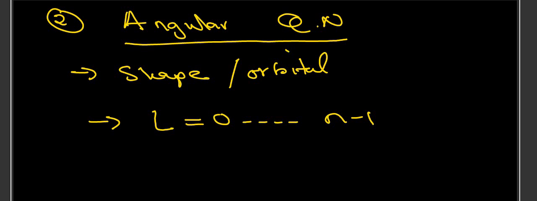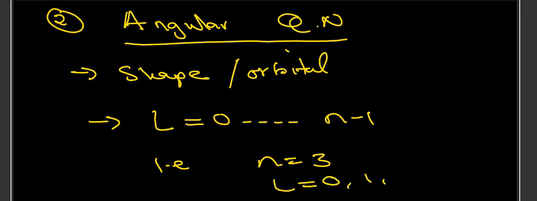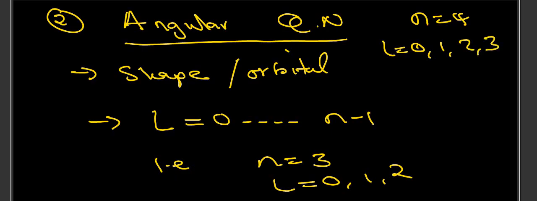N here is the principal quantum number that you were given. So if n is equal to 3, the angular quantum numbers will be 0, 1, up to 3 minus 1, which is 2. If I give you n is equal to 4, the angular quantum numbers will be 0, 1, 2, then 3. Is this okay, guys? Are you getting what we are saying here?